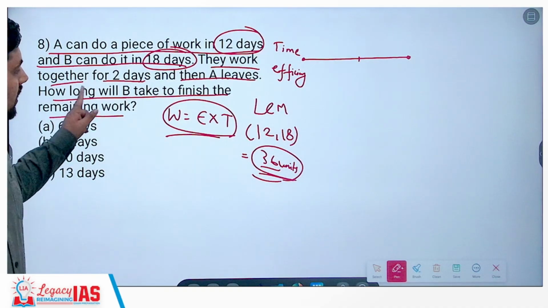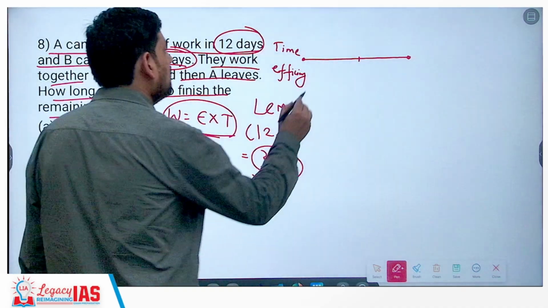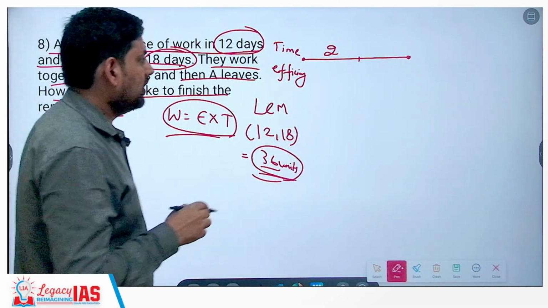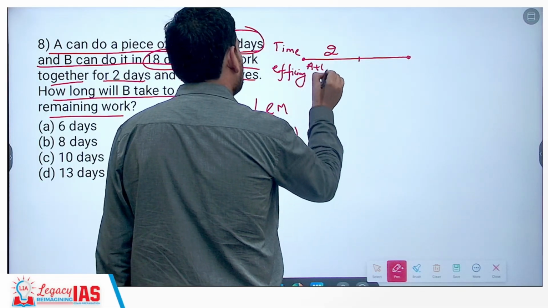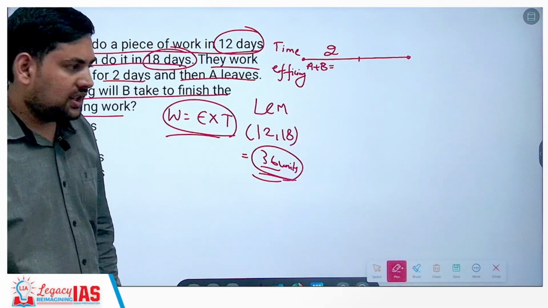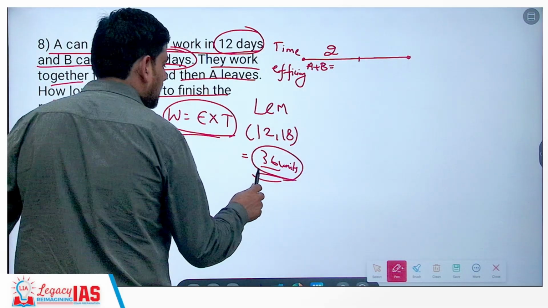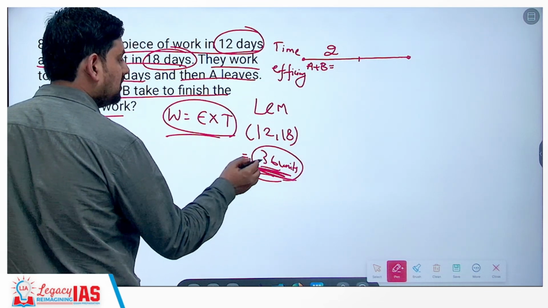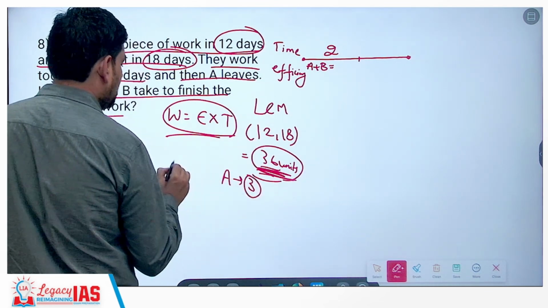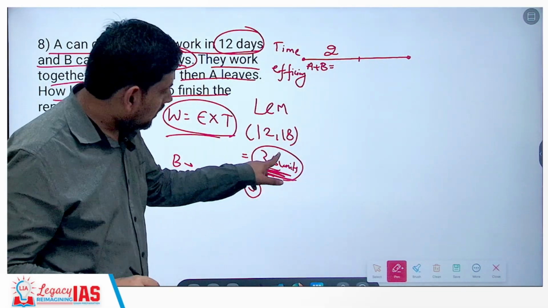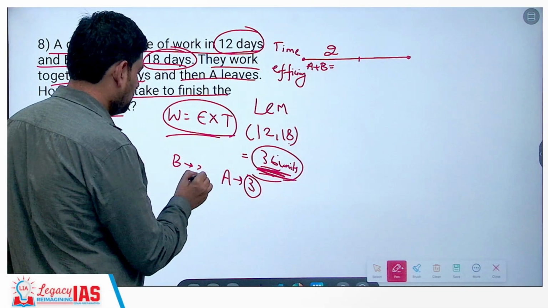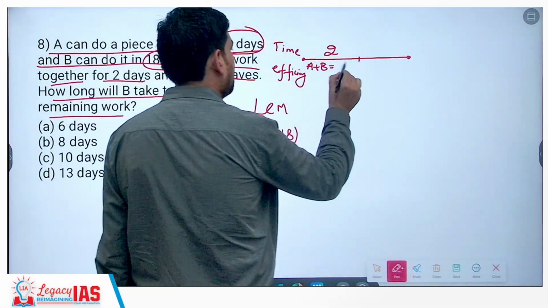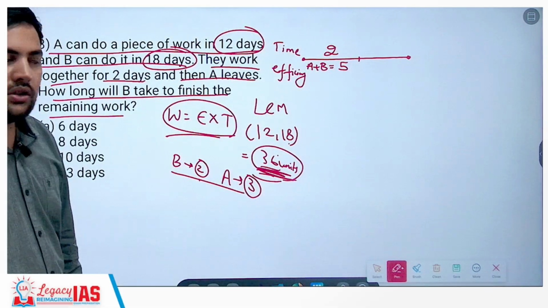Now, they work together for 2 days. Who is working together? A and B. So let's write A plus B. Now here we write the sum of their efficiencies. See, if 36 units is total work, 12 is the time that A takes, then A has an efficiency of 36 by 12, that is 3. Similarly, B has an efficiency of 36 by 18, that is 2. Now, A plus B will be 2 plus 3, that is 5.